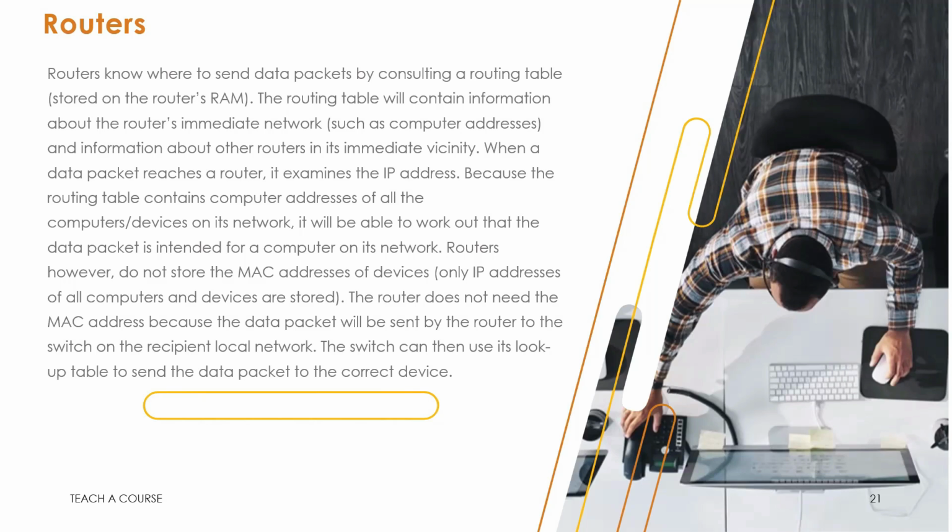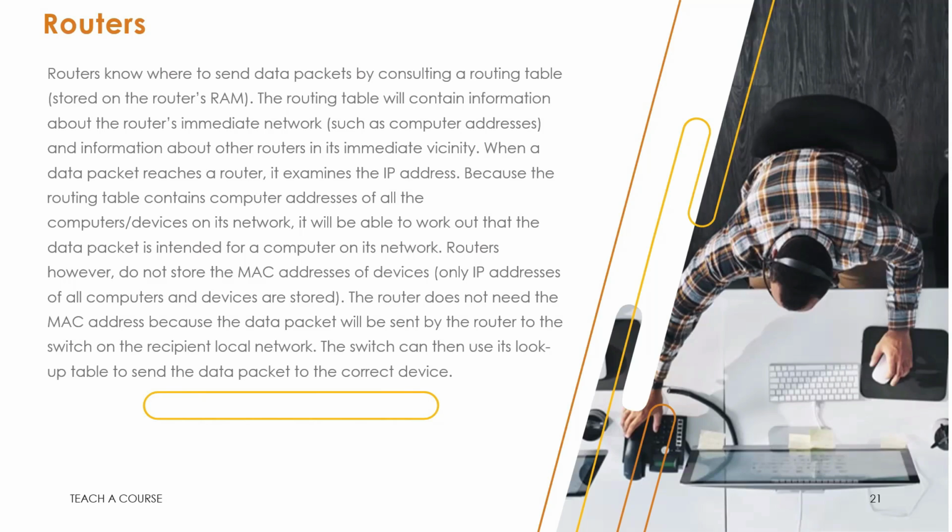When a data packet reaches a router, it examines the IP address. Because the routing table contains addresses of all the computers or devices on its network, it will be able to work out that the data packet is intended for a computer on its network. Routers, however, do not store the MAC addresses of devices. Only IP addresses of all computers and devices are stored.